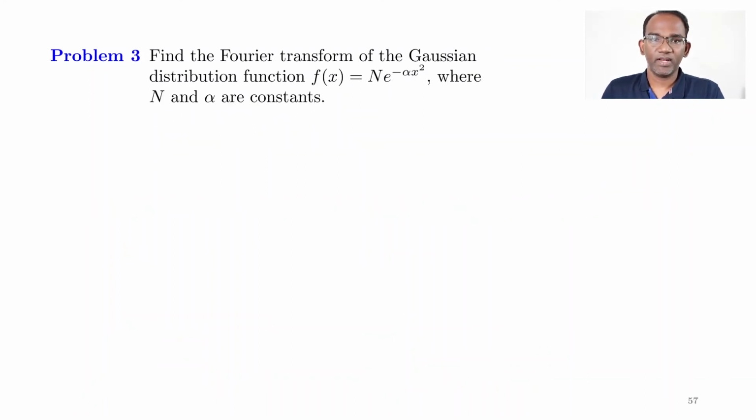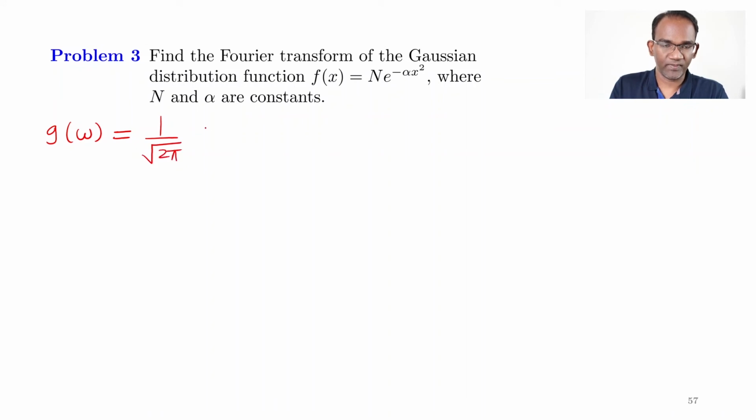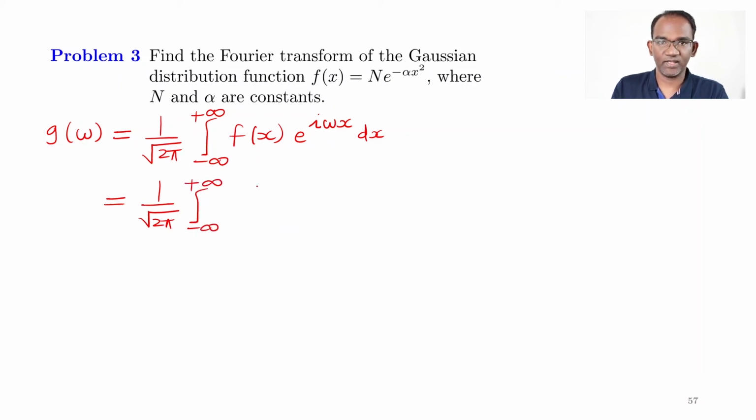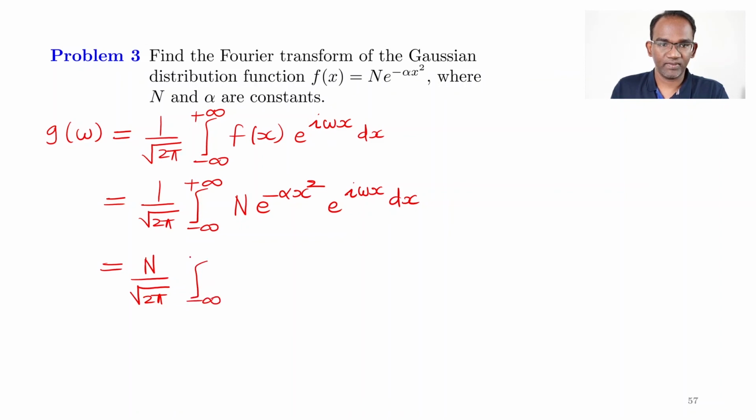Problem 3. Find the Fourier transform of the Gaussian distribution function f(x) equal to n e raised to minus alpha x square, where n and alpha are constants. So as before, we have g(ω) given by 1 over square root of 2 pi, integral minus infinity to plus infinity f(x) e raised to iωx dx, and this is equal to 1 over square root of 2 pi, integral minus infinity to plus infinity. For f(x), we substitute n e raised to minus alpha x square, e raised to iωx dx. So this is equal to n over square root of 2 pi, integral minus infinity to plus infinity e raised to minus alpha x square minus iωx dx.